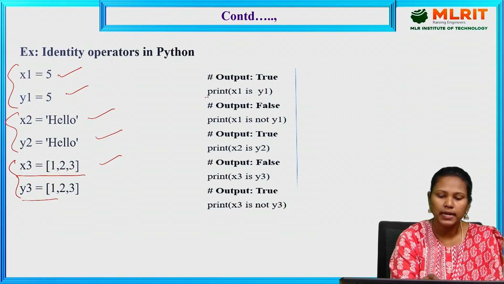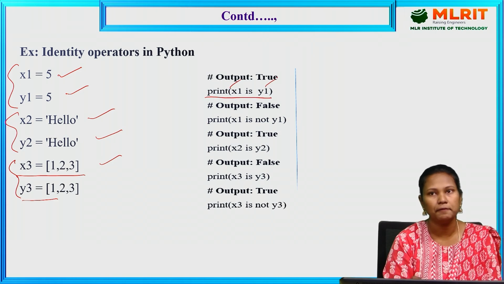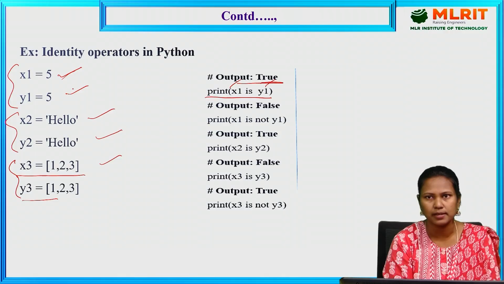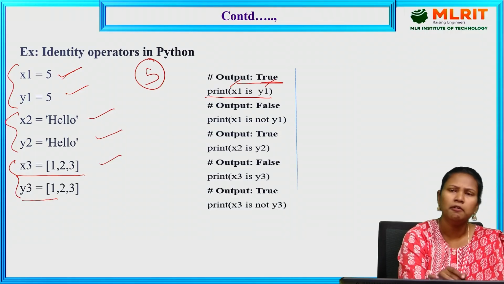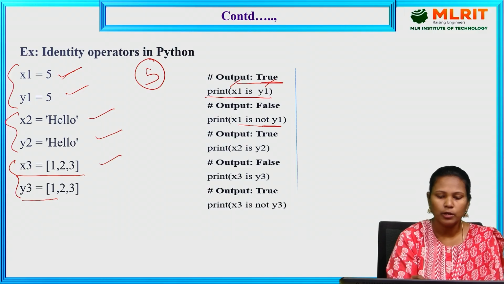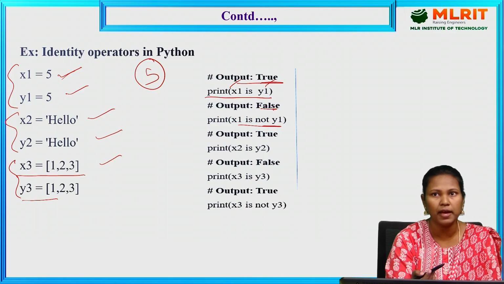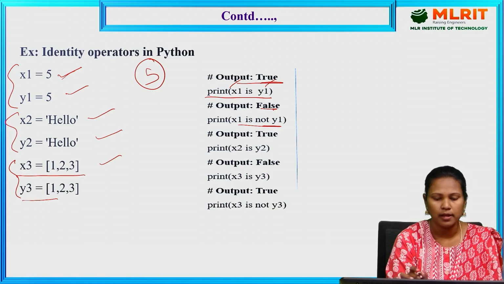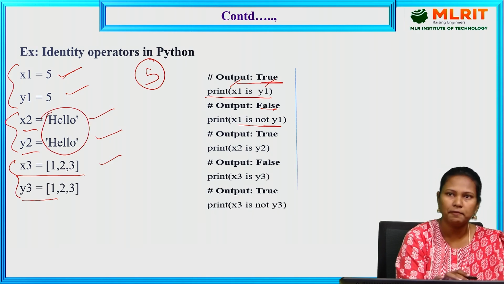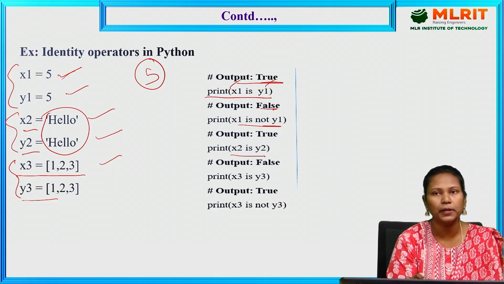So print x1 is y1. Here we are comparing the locations. x1 is y1, yes, so it is true, because it follows the tagging system. Both are stored in one location only. The next one, x1 is not y1, displays false because both variables have the same value, so it's stored in the same location. Next one, x2 is y2. Yes, both have the same values, so it is stored in the same location only. It displays true.